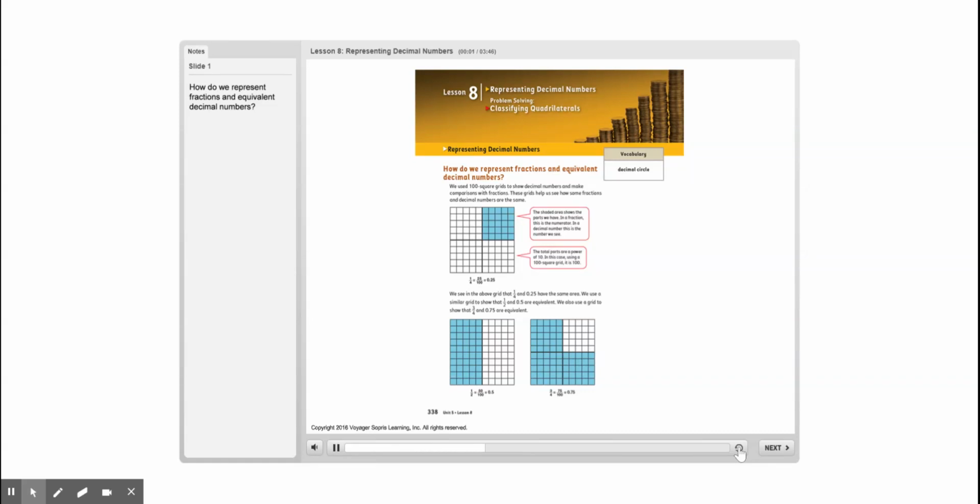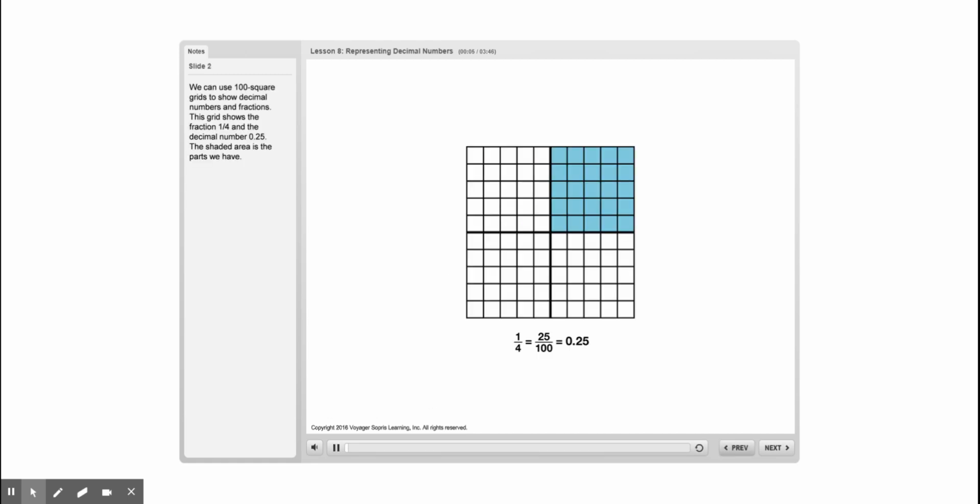How do we represent fractions and equivalent decimal numbers? We can use 100 square grids to show decimal numbers and fractions. This grid shows the fraction 1/4 and the decimal number 25 hundredths. The shaded area is the parts we have.